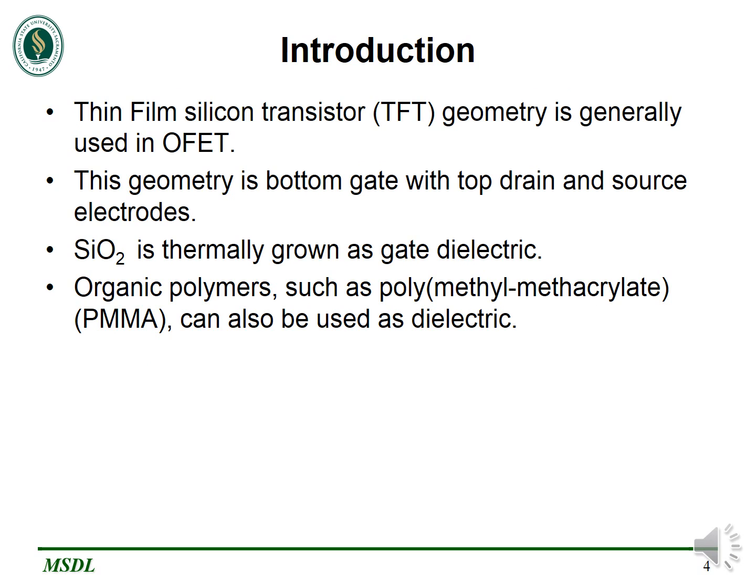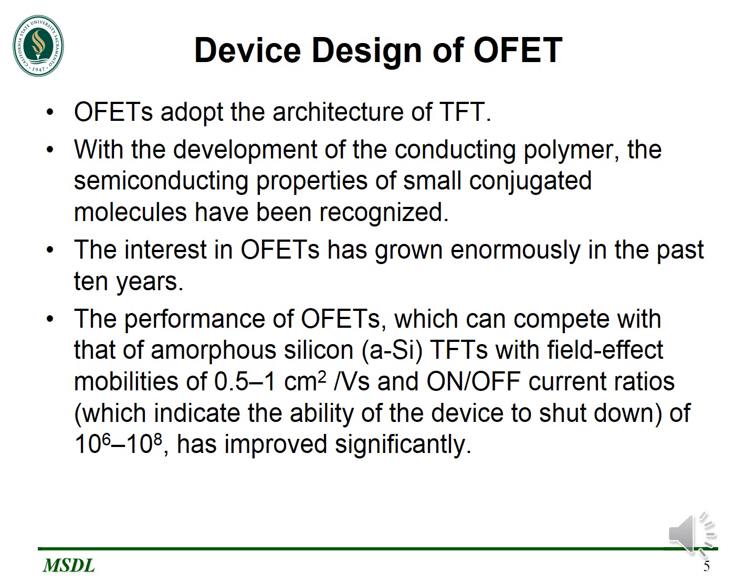OFET has various geometry in fabrication, but it generally uses thin film silicon transistor geometry. In this geometry, gate is at the bottom with the top drain and source electrodes. SiO2 is generally thermally grown as gate dielectric. Sometimes methyl methacrylate is also used as dielectric. As we discussed, OFET generally uses thin film silicon transistor geometry.